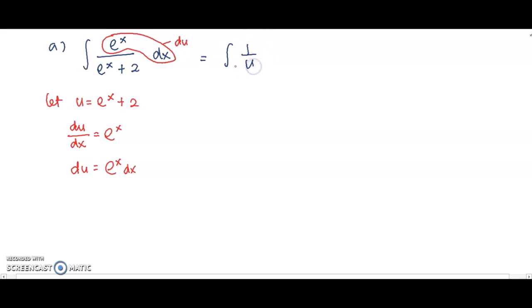Write down 1 over u, and this is your du. You have 1 over u with respect to u. So integrate this, you have a log u plus c. Substitute back the u as your e^x plus 2. You have your answer, log (e^x plus 2) plus c.